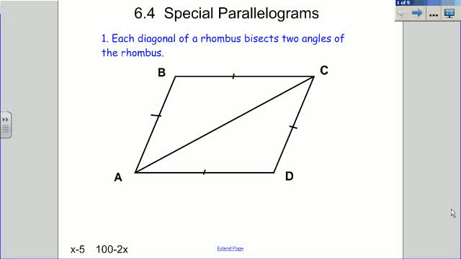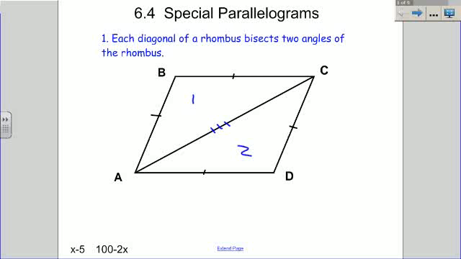First special property that we want to see is that each diagonal of a rhombus bisects two angles of the rhombus. I have rhombus ABCD up here. I know it's a rhombus because all four sides are congruent, and I've already drawn the diagonal. It should be pretty easy to see that triangle 1 and triangle 2 are congruent by side, side, side.